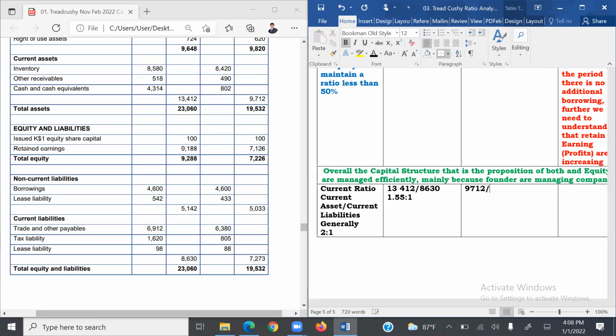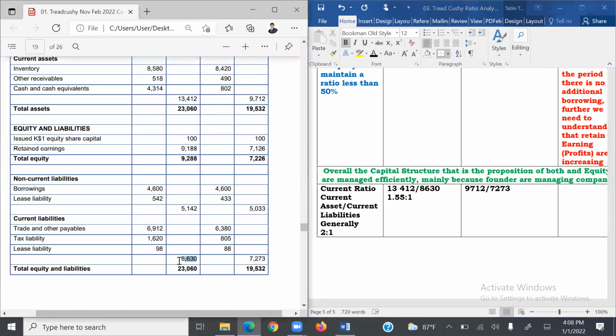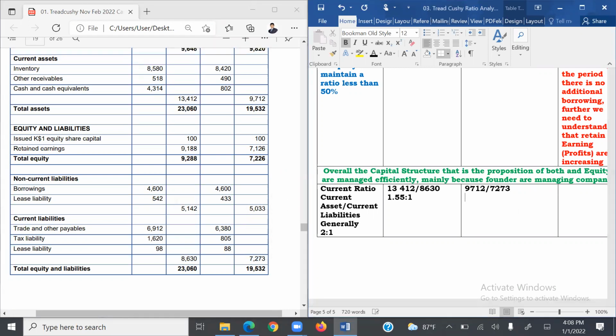9,712 divided by, if you see the current liability, in that case, it is 7,273. Students, I am taking this here. You may see here 8,630, I am highlighting, and here 7,000. So I believe that is visible for you. So let's do the calculation for these, students, if you do not mind. 9,712 divided by 7,273.